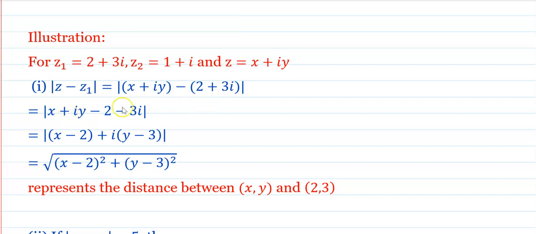Okay, subtraction: real minus real, that is x minus 2, in mod of x minus 2 plus i times y minus 3, and this is written as root of (x minus 2) whole square plus (y minus 3) whole square, and this is the mod of z minus z1. It represents the distance between (x, y) and (2, 3). (x, y) is a variable and (2, 3) is a fixed point.